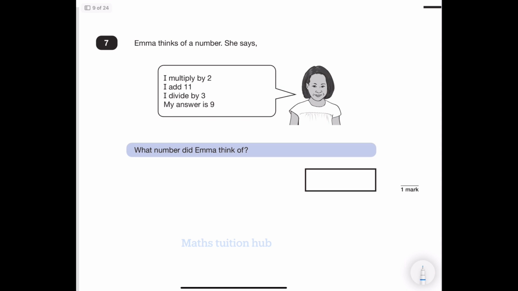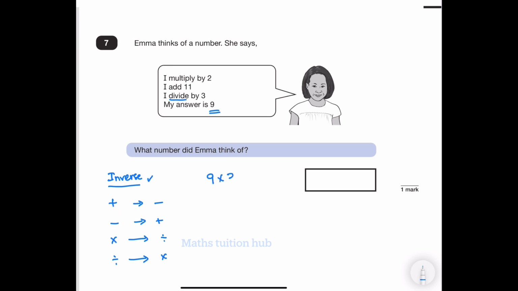Okay, next one. Emma thinks of a number. She says, I multiply by 2 and add 11. I divide by 3. My answer is 9. What number did Emma think? So here we need to look for the inverse operations. So inverse for plus is minus, inverse for minus is plus, inverse for times is divide, inverse for divide is times. So we always start from the answer and we do inverse here.